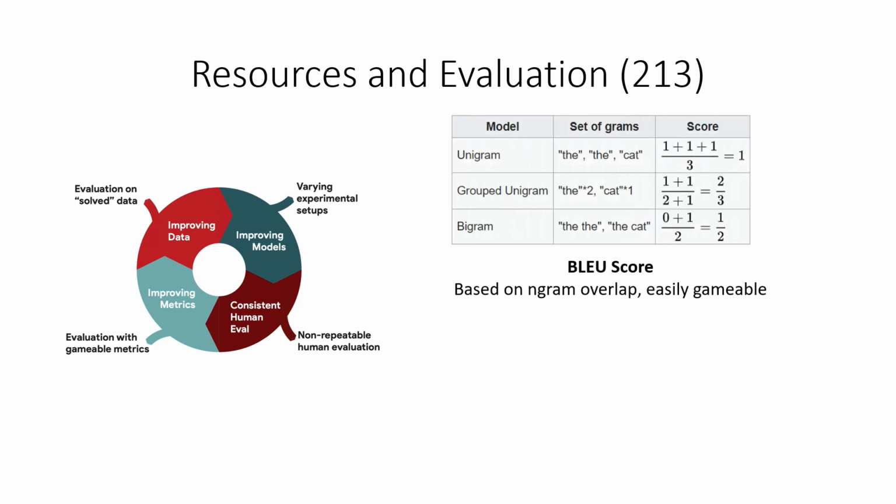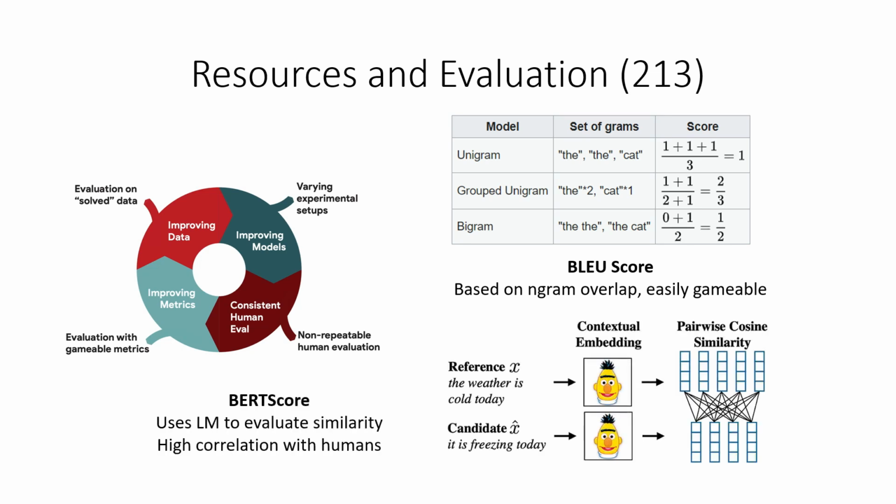The BLEU score, for example, is a common metric used to evaluate many types of generation, including translation. It is relatively simple and fast, and is based on n-gram overlap with a reference sentence, but it is easily gameable. And what this means is that a model can score very high on BLEU, but it could be complete garbage. And researchers have long realized this, and many people have proposed different ways to improve translation evaluation.